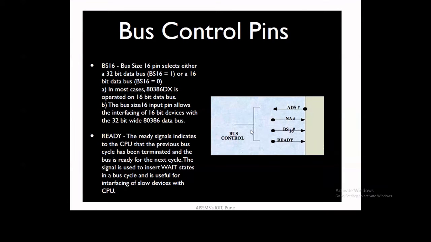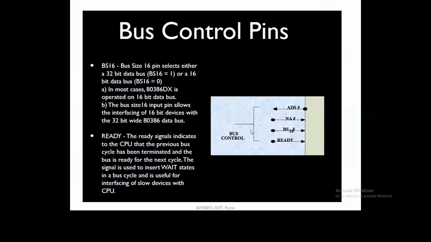Then the third pin is BS16 bar. This pin selects either 16 bit or 32 bit of data. When this signal is 1, it selects 32 bit of data, and when this pin is 0, meaning low, at that time it selects a 16 bit data bus. So the data bus carries only 16 bit of data. Mostly the 80386 operates on the 16 bit data bus.